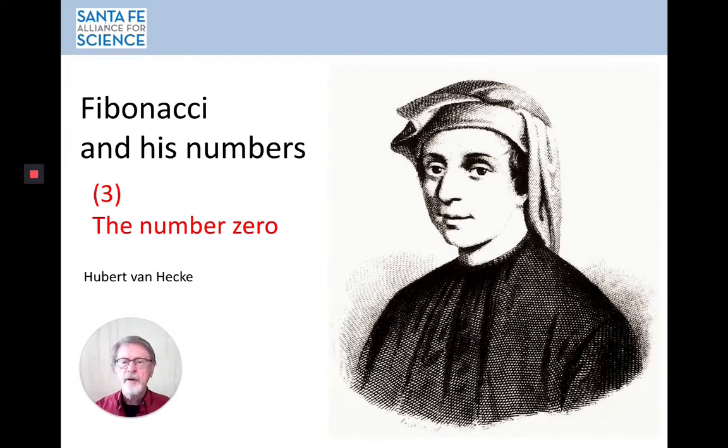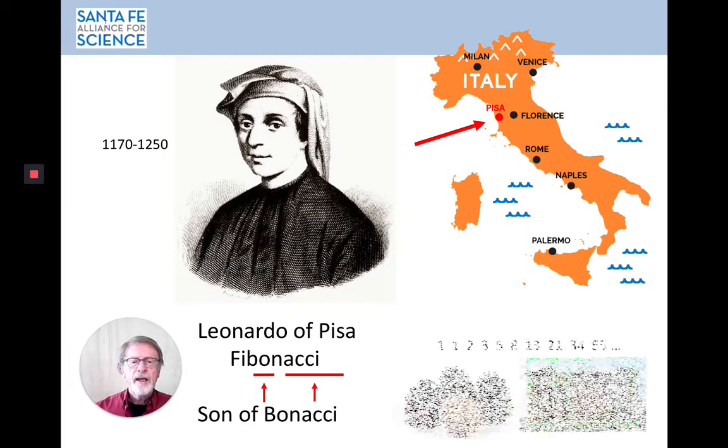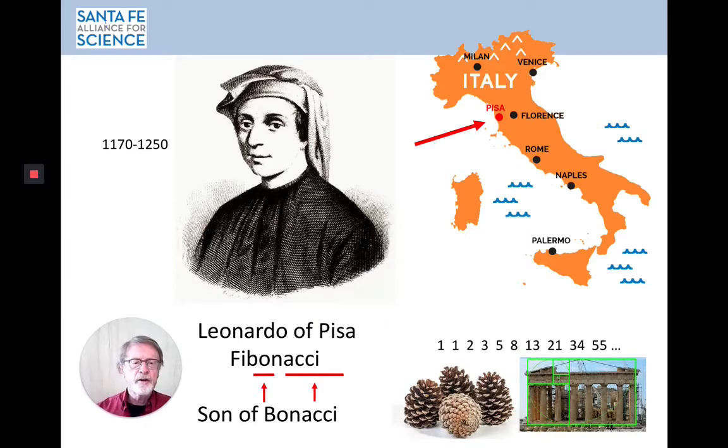This is the third one about Fibonacci and his numbers. This is about the number 0. Remember, Fibonacci lived about 800 years ago in the city of Pisa in Italy. And in the previous videos, we learned about the number series 1, 1, 2, 3, 5, 8, etc., where to find these numbers in nature, and also about the golden ratio, where you can find these numbers in ancient architecture.